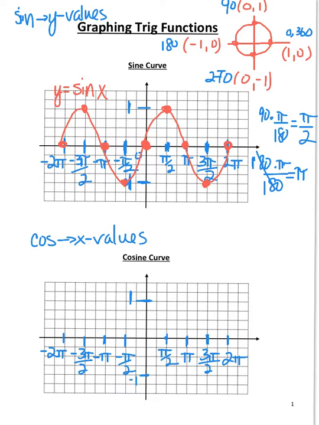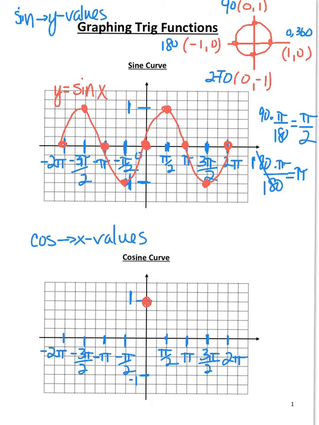All right, so here we go. So just be careful because the only difference here is we're going to be plotting x values instead. So if I'm starting at 0, let's start here at 0 degrees. The x value at 0 is 1. So that means the cosine of 0 is 1, so that would go right up here.